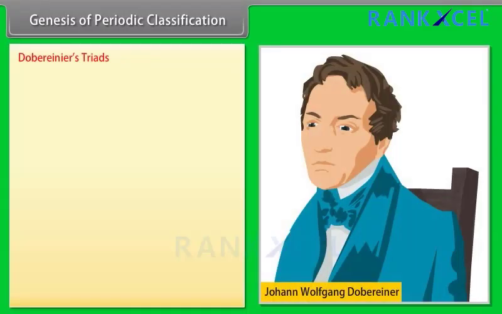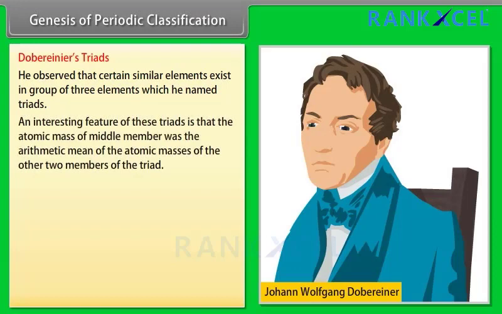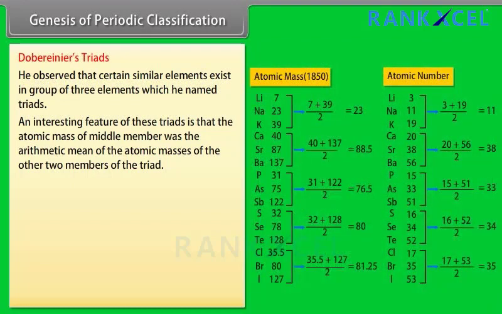Genesis of periodic classification. Döbereiner's triads. He observed that certain similar elements exist in groups of three elements, which he named triads. An interesting feature of these triads is that the atomic mass of the middle member was the arithmetic mean of the atomic masses of the other two members of the triad.